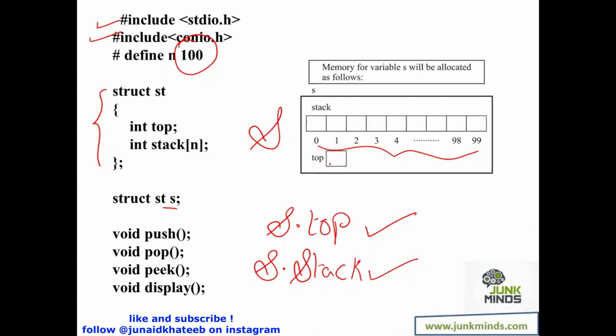Apart from this, for every logical task that we perform, I am going to write a specific function. So I'm going to write 4 functions apart from main in this program. First function, push, which will push the values onto the stack. Pop, which will delete the value from the stack top. Peek, which will return the value from the stack top but not delete it. And then the display function, which will display the stack whenever needed.